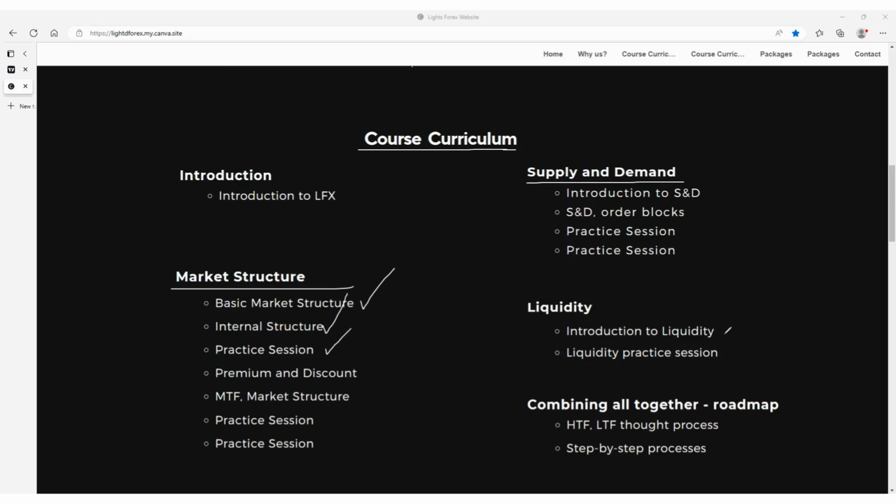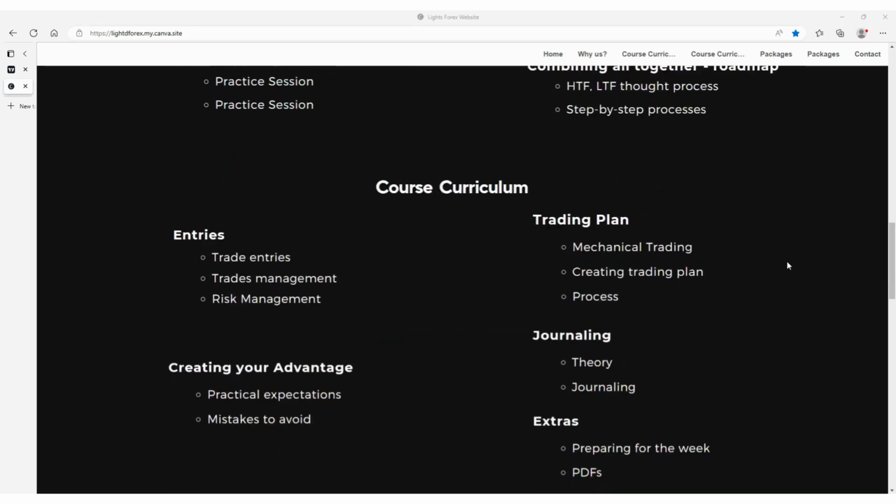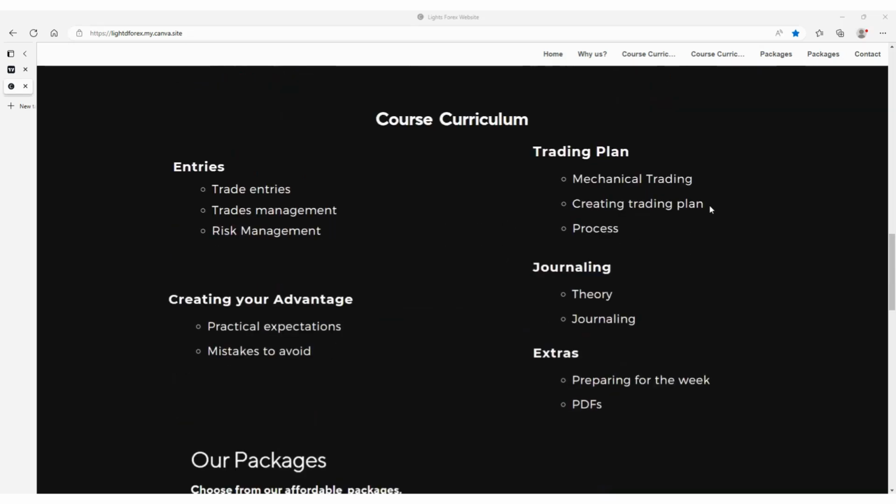I think I've added some other two sessions, because what I really do now is just add practice sessions, so you can keep on repeating the same thing all over again. Then this is now the combination of everything. There's more like a road map. And this is more of psychology.